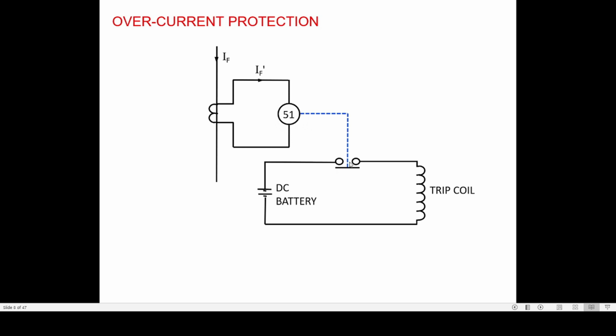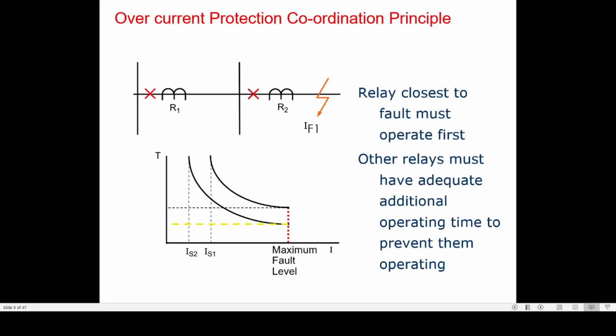After operation of this relay, this contact will close, and once this contact closes, the DC voltage will be transferred from the battery to the tripping coil, and finally the tripping coil will energize the tripping mechanism of the circuit breaker, and the circuit breaker opens to isolate the fault. These are the basic concepts in overcurrent protection, and this is the simplest way of understanding overcurrent protection.